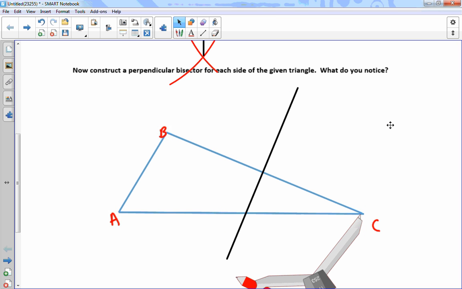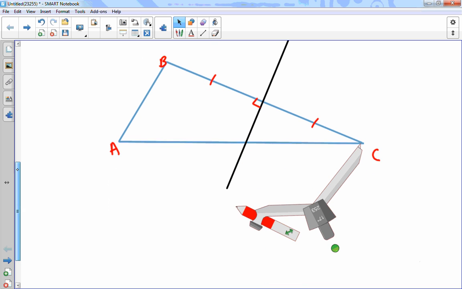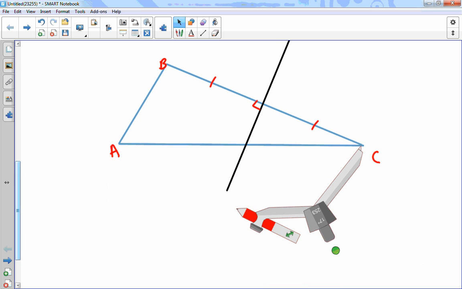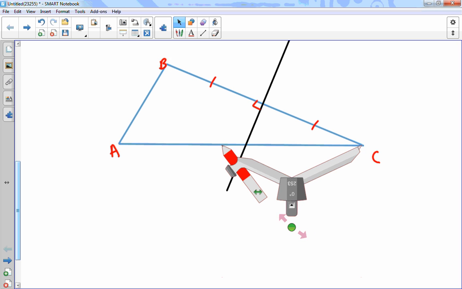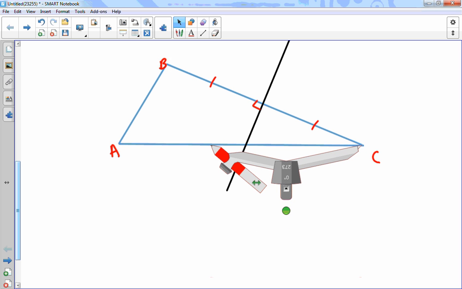Okay, we're doing it again. Just found, put your 90-degree angle in. Also, note that this is congruent to that. Now I'm going to do C. My compass is already on C. I need to make sure I'm more than halfway. I got an arc.